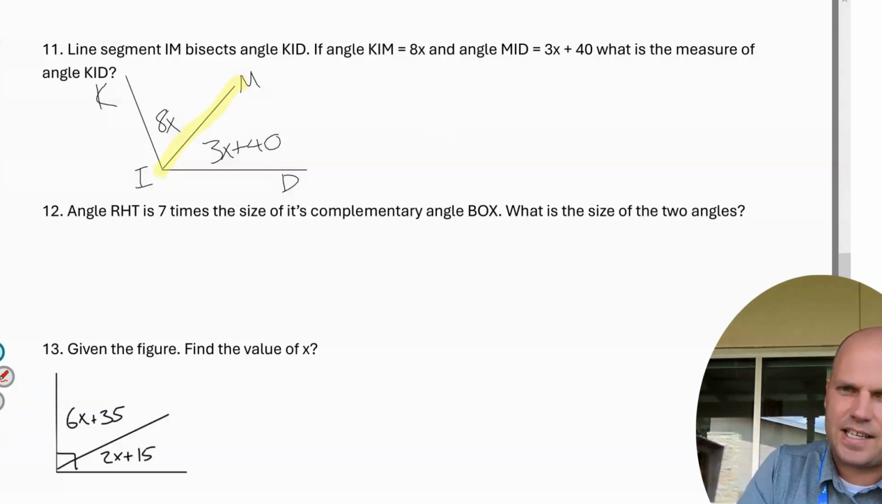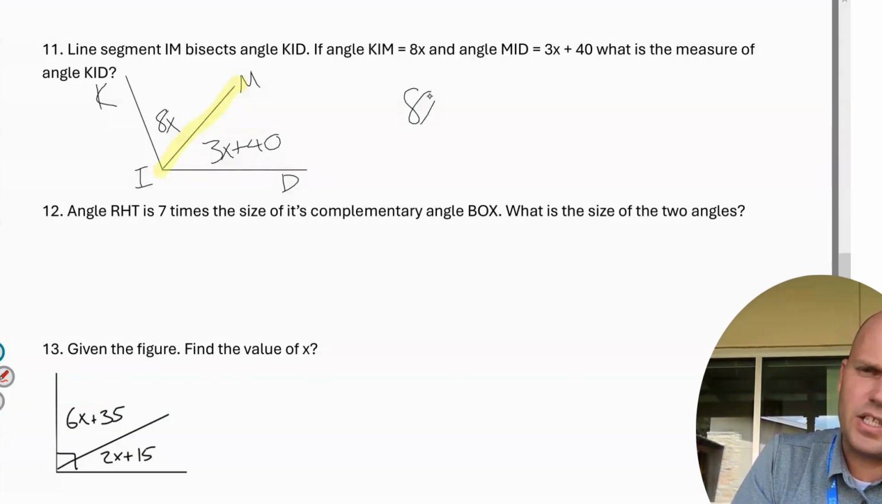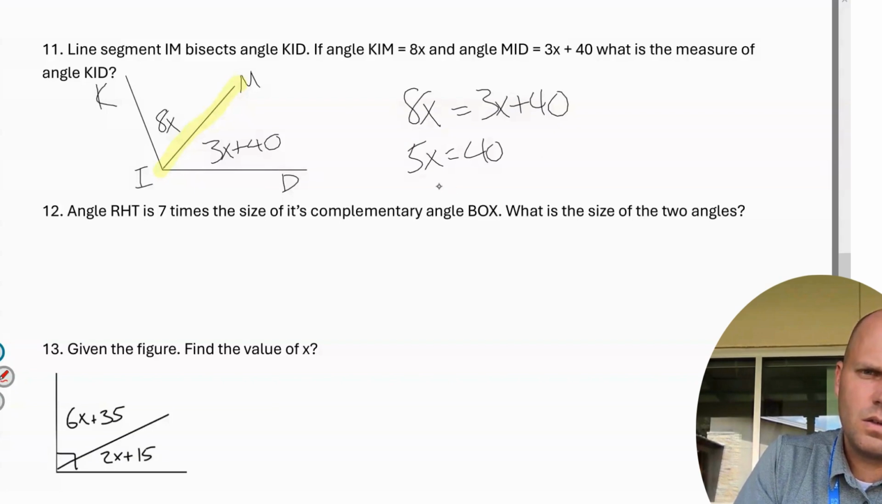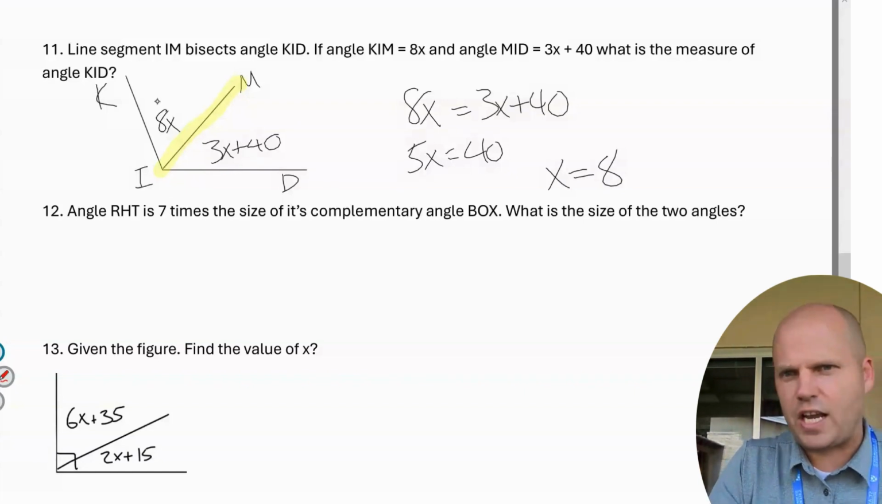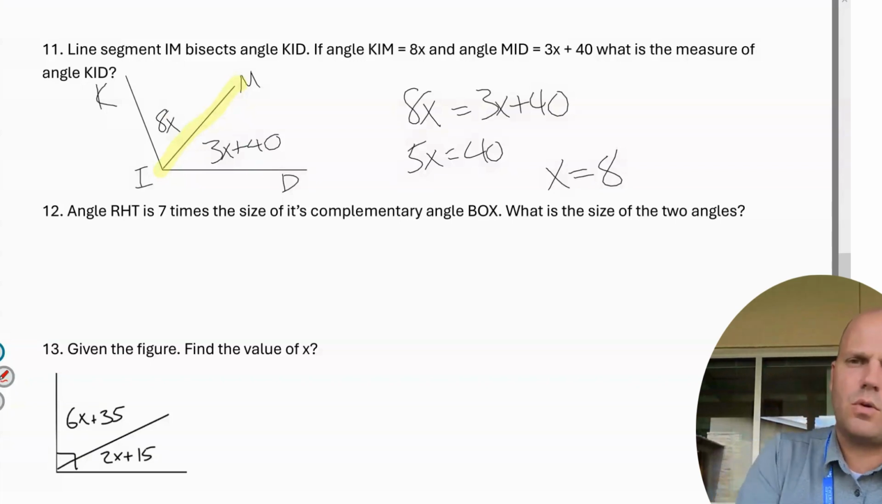This is 8x equals 3x plus 40. We get 5x equals 40. We get x equals 8. Since it's bisecting, we can see that each of these angles must be 64 degrees. You can double check, plugging in 8 into both. They should be equal. 64 doubled is 128. So that's angle kid.